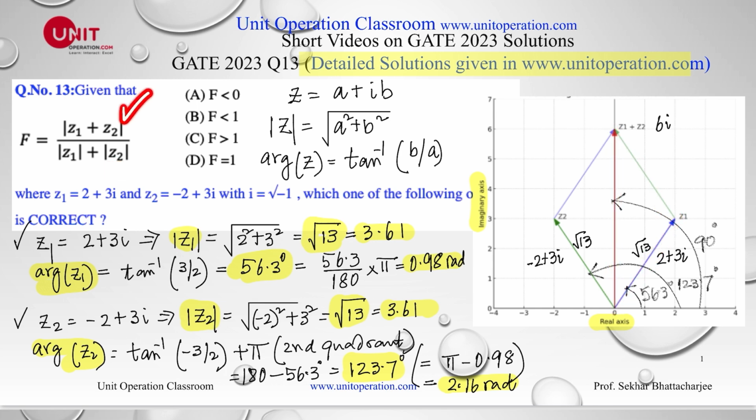So the numerator is always going to be less than the denominator. So f has to be less than 1. So this is the correct option. In fact, we can check the value also.